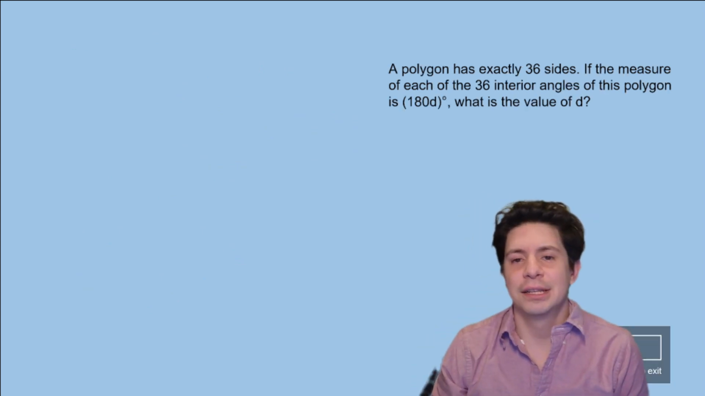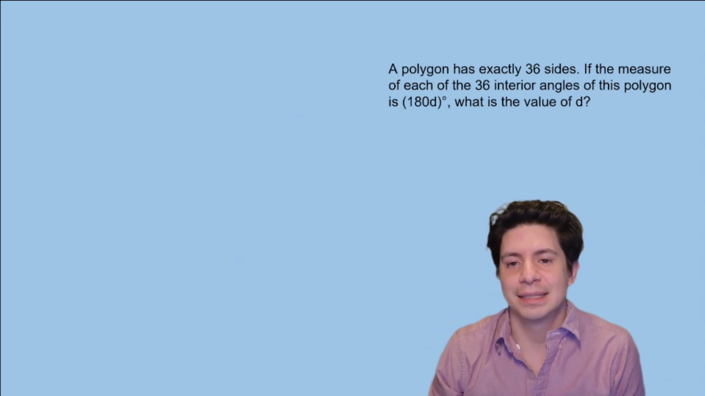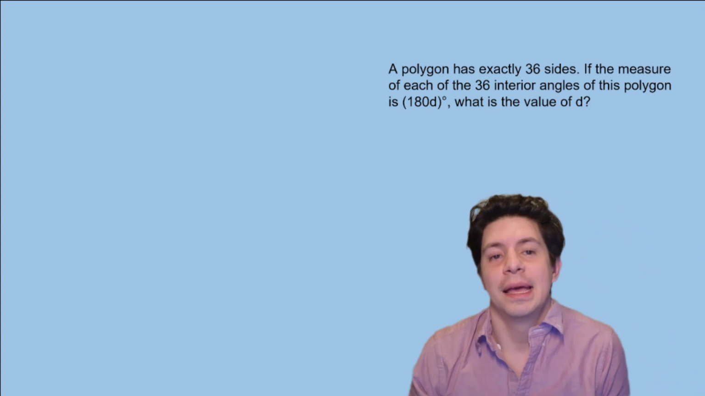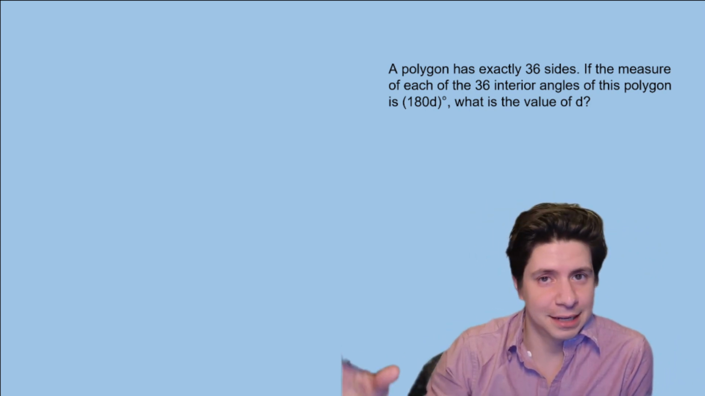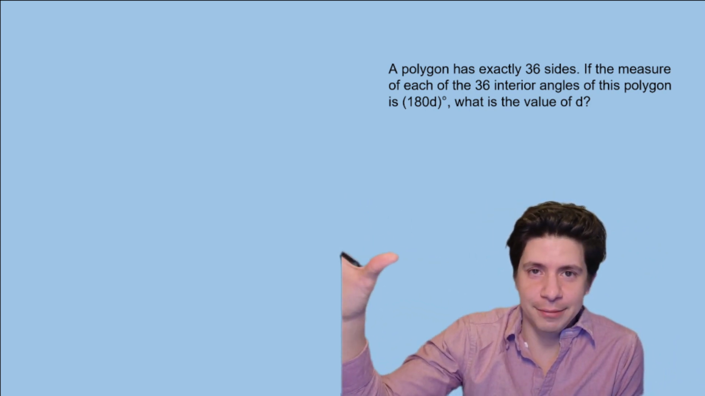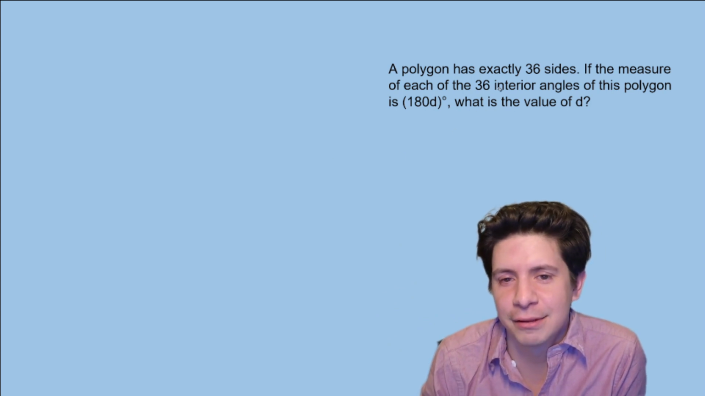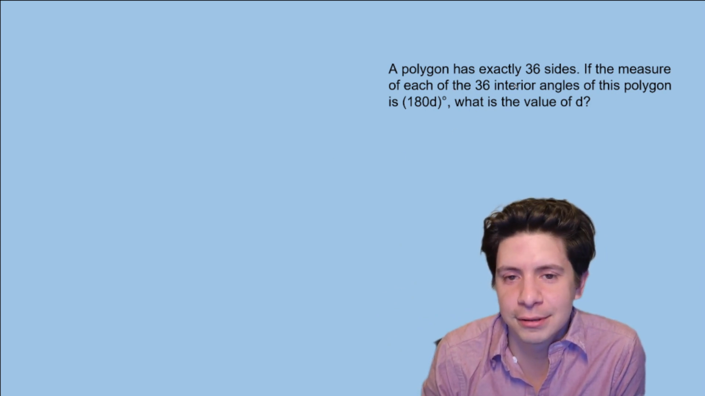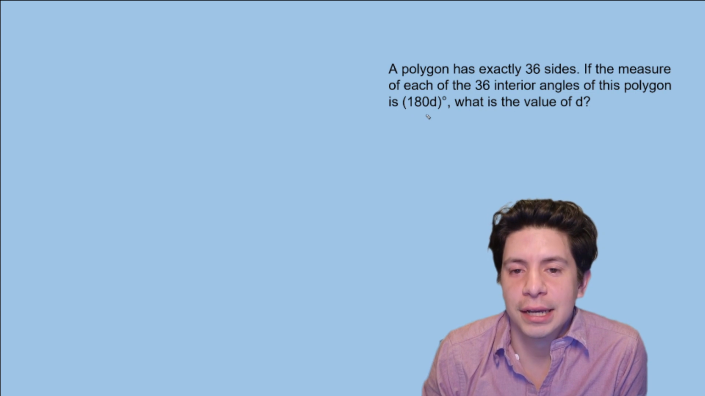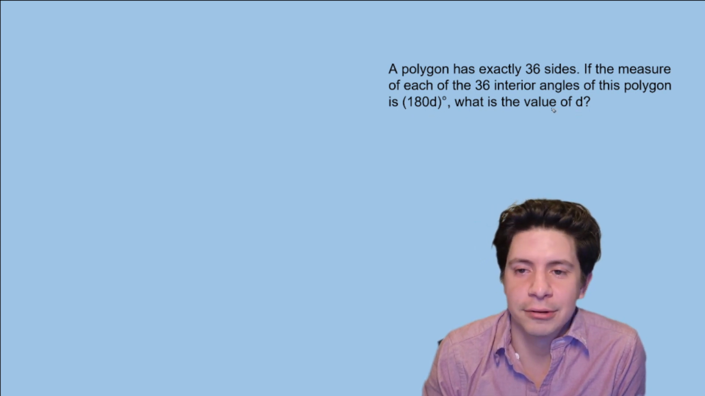All right, and now we're going to do a more basic geometry question that I still think would be helpful to know, that I can still see coming up on the test. I am inspired. I feel the energy coming for you all, so trust me on this. A polygon has exactly 36 sides, and the measure of each of the 36 interior angles of this polygon is 180 degrees. What is the value of D?